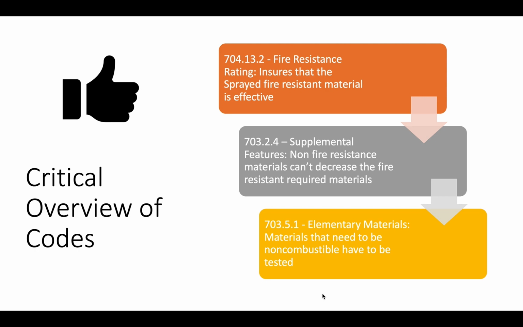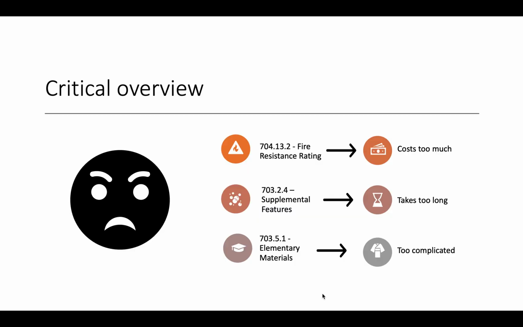And code 703.5.1 makes sure that the materials that need to be non-combustible are tested and approved instead of just kind of assuming they are. And all of these codes make a safer environment, but also help to protect other buildings around them, and can even save the owners money because it helps preserve the building from the fires if they do occur.